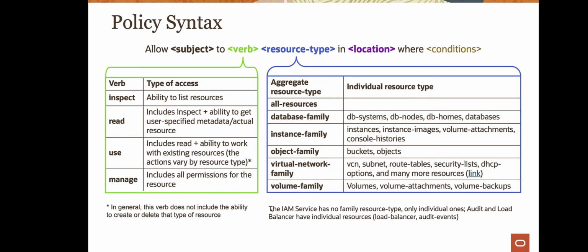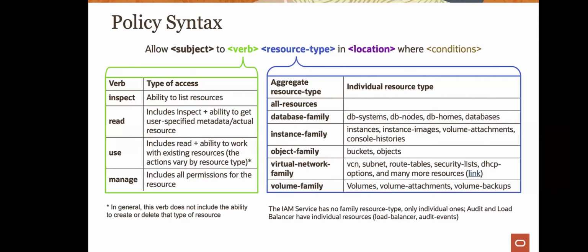But in general, you'll see on the left-hand side here, we have the verbs. If you read from top to bottom, the verbs at the top give the least access, and the verbs at the bottom typically give the most access. And as you read down, read will include everything that inspect can do. Use typically includes everything that read and inspect can do. And of course, manage includes everything. That's somebody who could act as a true admin and be doing just about everything within the tenancy.